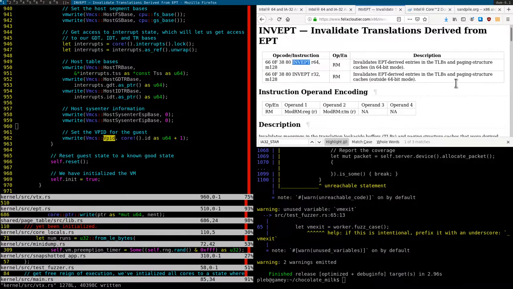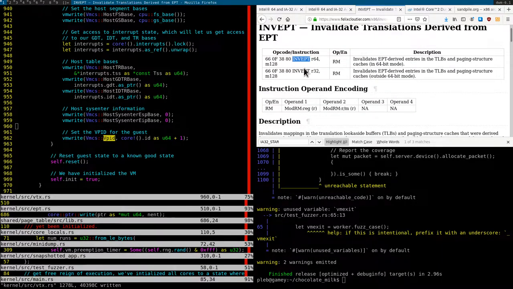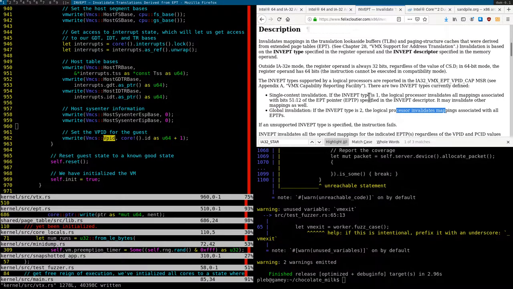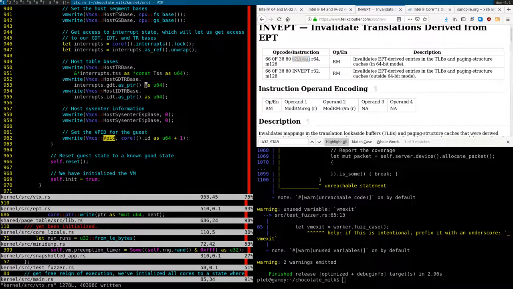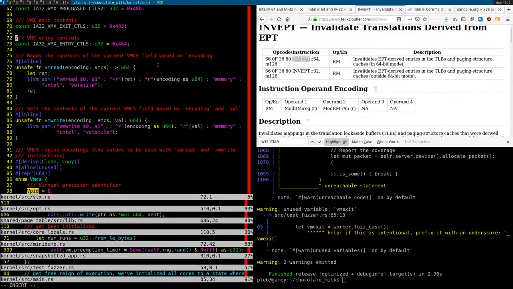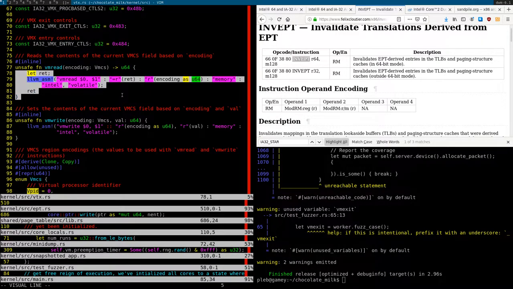We give it an m128. The register is the type, right? Yeah, the register is the type. If it's 1, it'll invalidate all mappings associated with the EPT pointer specified in the INVEPT. If it's 2, it invalidates mappings associated with all EPTPs. Okay, so I think we want to do an INVEPT. And yeah, let's try it.